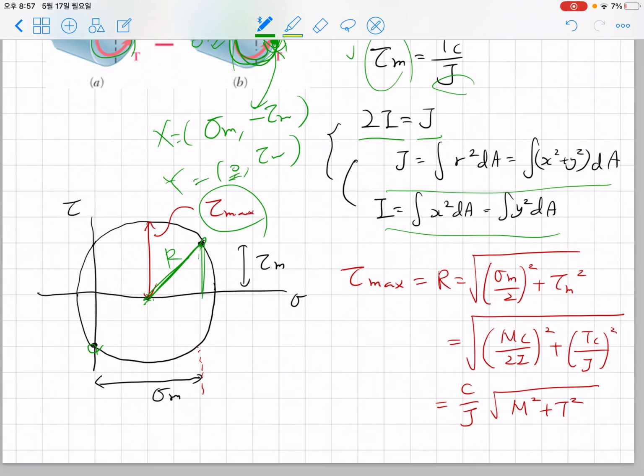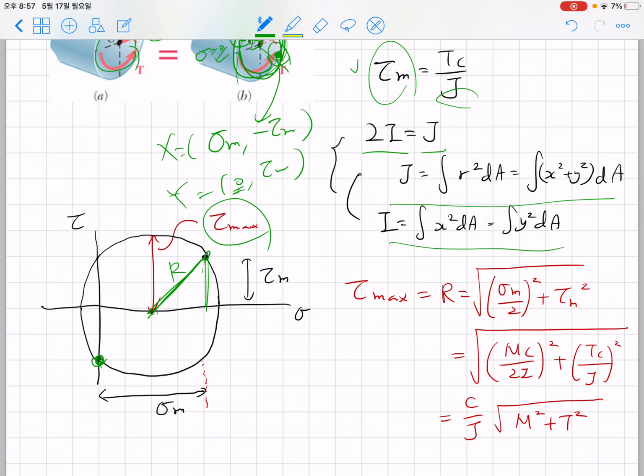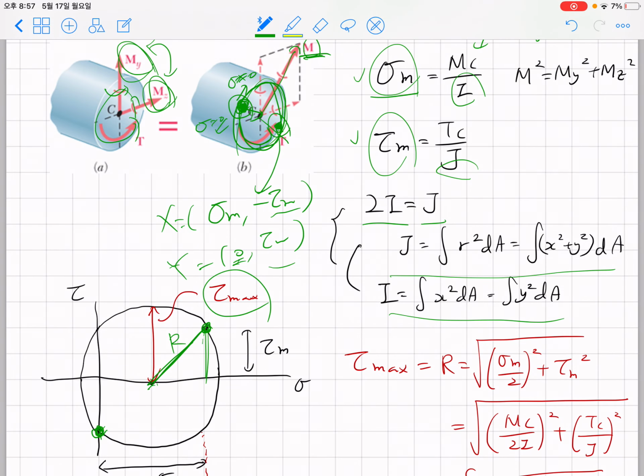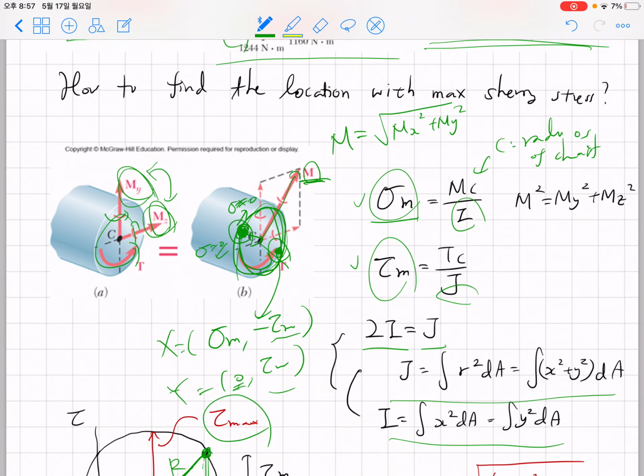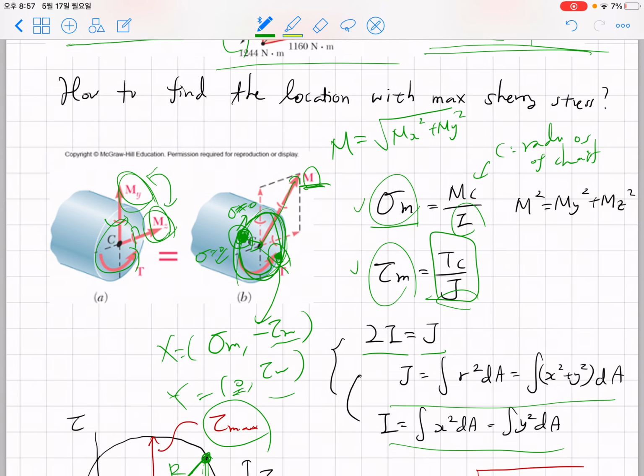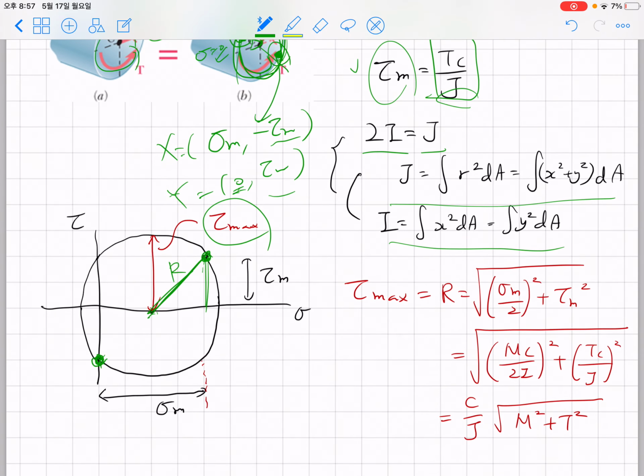So you have only one point that has a non-zero horizontal value, and the other point has zero horizontal value, and tau m is located here because tau m is occurring due to the torsion T.